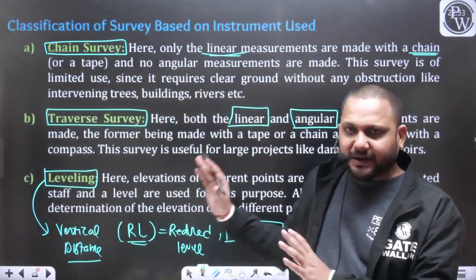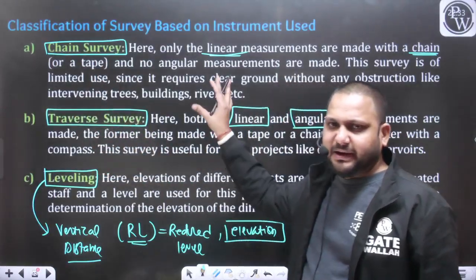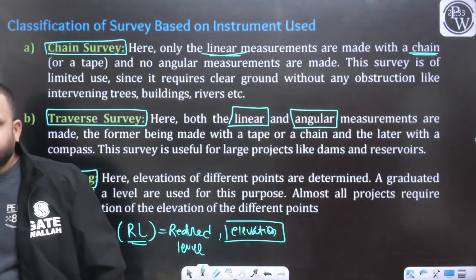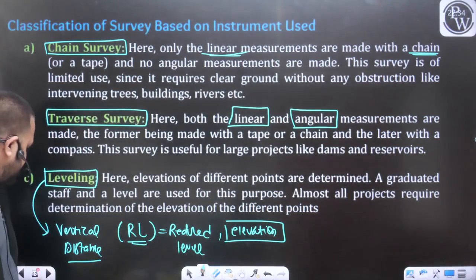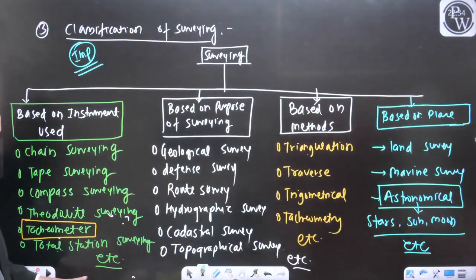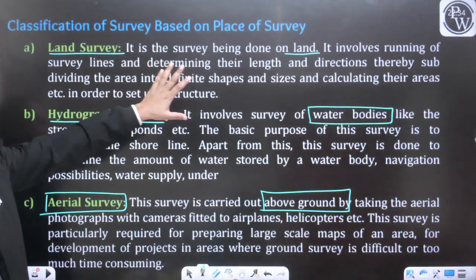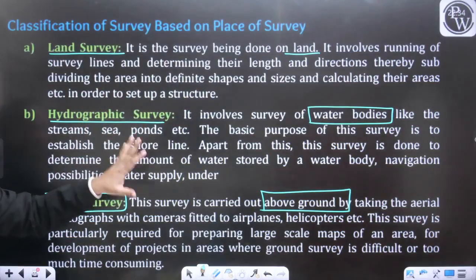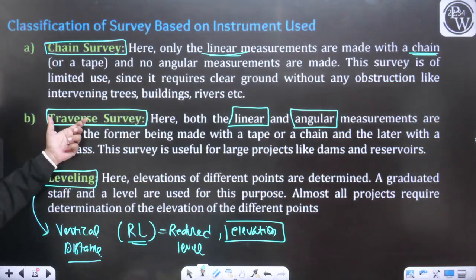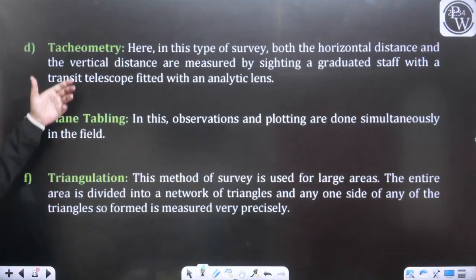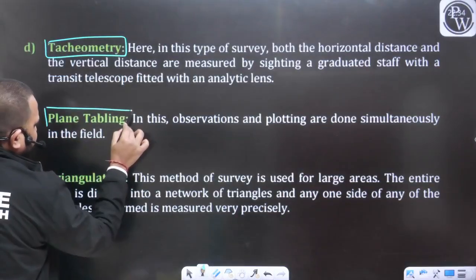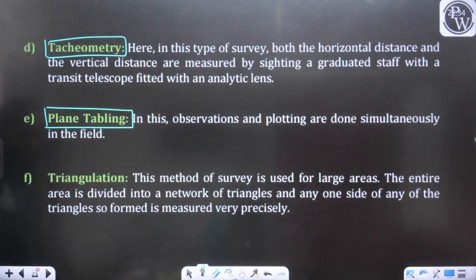I have already explained. Again, I am highlighting the key points from the definition of the different surveys. I have discussed all these surveys one by one. Now from the definition, again I am repeating some key points: land survey, hydrographic survey, aerial survey, chain survey, traverse survey, leveling work, tachometric survey, which we have already discussed. Plane table survey is based on the instrument used.